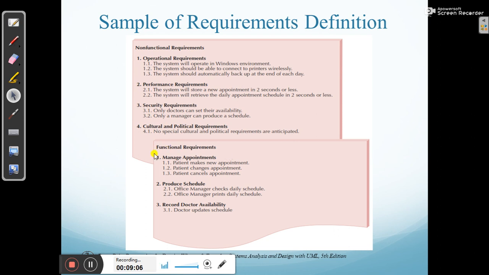And there are functional requirements also, like manage appointments, produce schedule, record doctor availability. These are a few examples of functional requirements. With respect to different types of systems, the examples will vary. Just to give a thought about what functional requirements and non-functional requirements are, you can go through this.